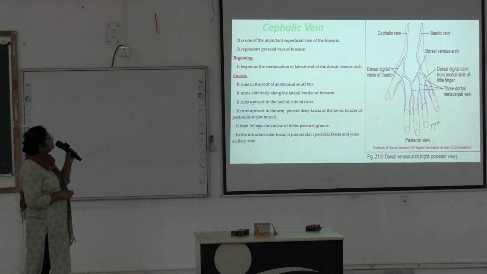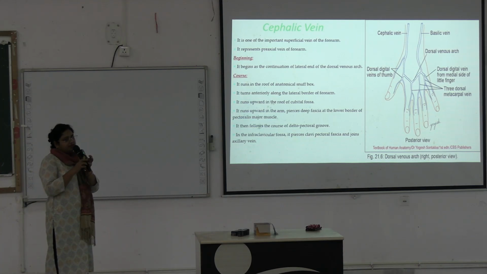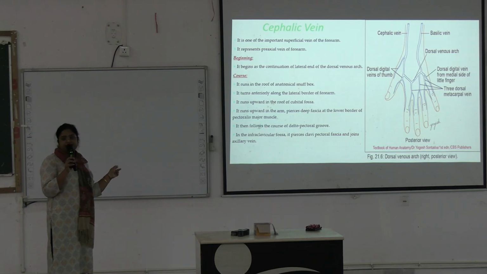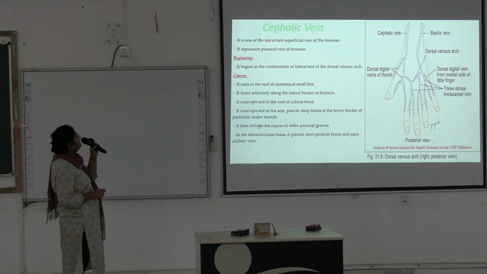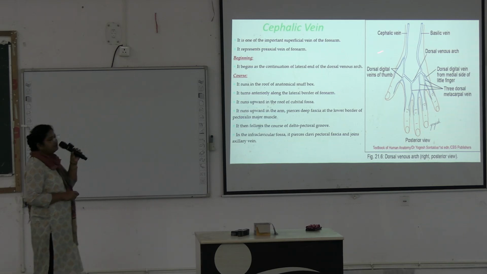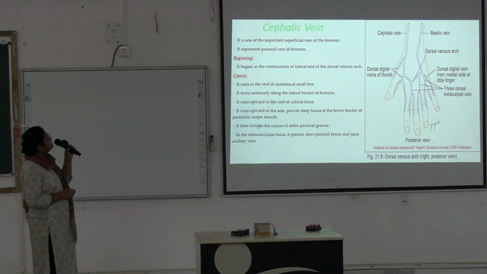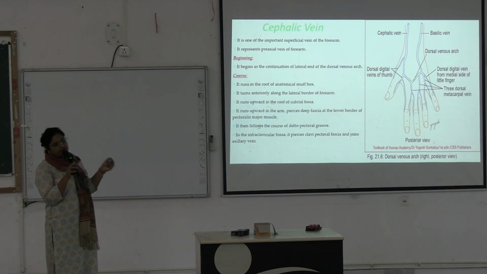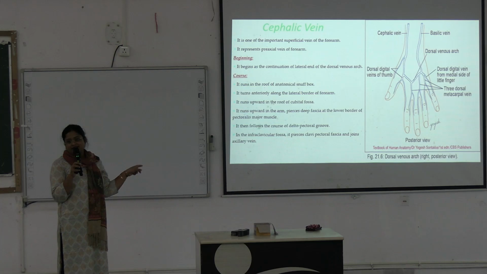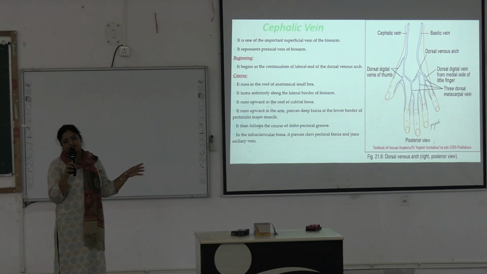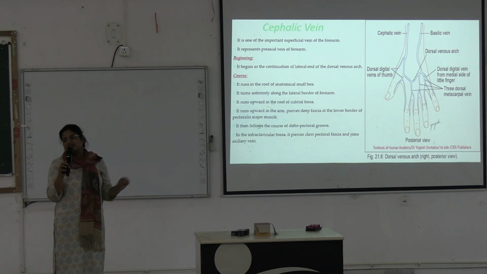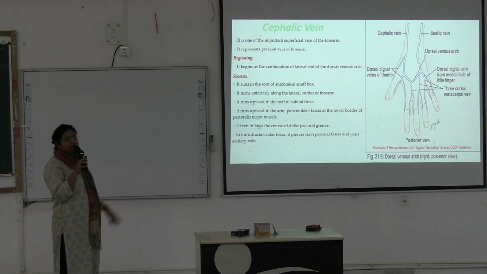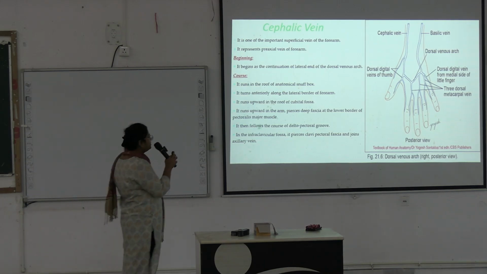Next we are going to discuss the cephalic vein. This can come as an individual short note. The cephalic vein is one of the important superficial veins of the forearm, and it represents the preaxial vein of the forearm. This is very commonly given as an OSPE question also. You will have to identify the structure in the cadaver, and related 2 to 3 marks questions will be asked. Where is the origin, where is the termination, what are the tributaries: such questions will be asked in your OSPE. So it is important for your practical also.